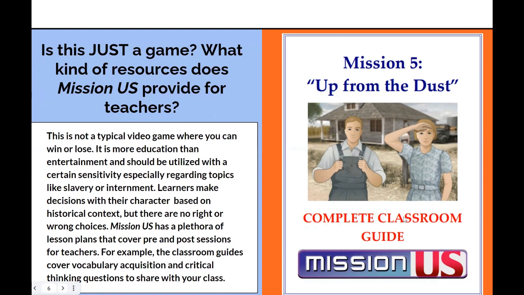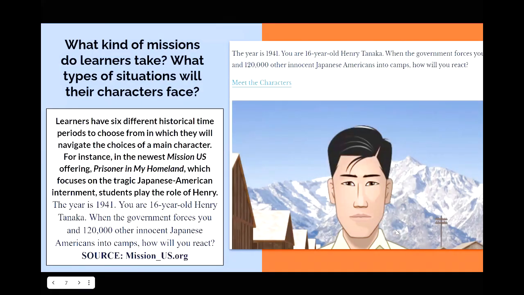For example, the classroom guide, the one that you see on the right, covers vocabulary acquisition and critical thinking questions to share with your class. For instance, in the newest Mission-US offering, Prison in My Homeland, which focuses on the tragic Japanese American internment, students play the role of Henry during the World War II period. The year is 1941. You are 16-year-old Henry Tanaka. When the government forces you and 120,000 other innocent Japanese Americans into camps, how will you react?